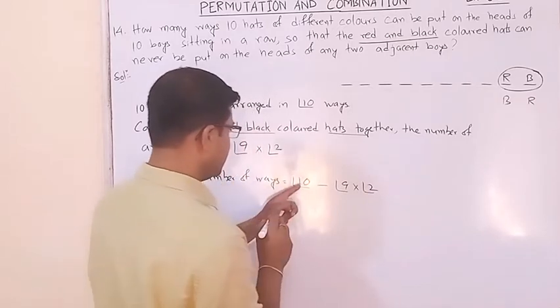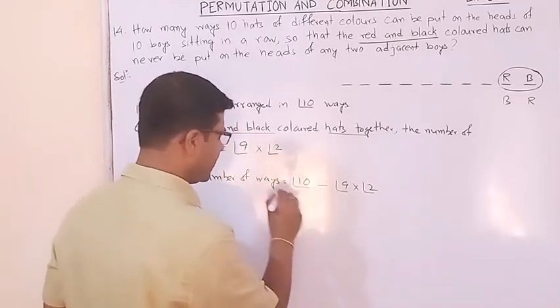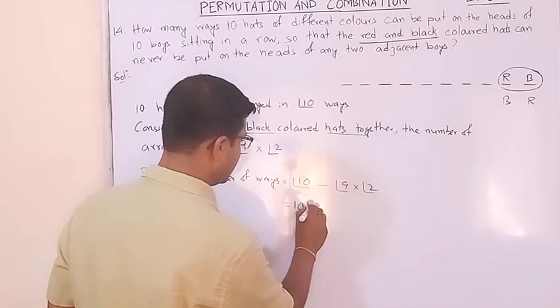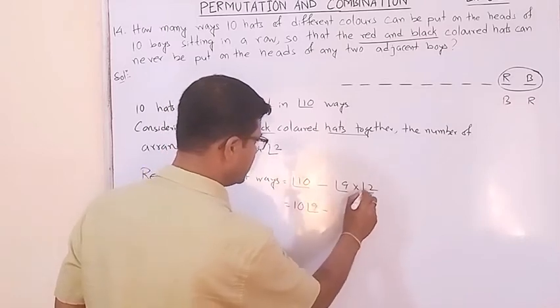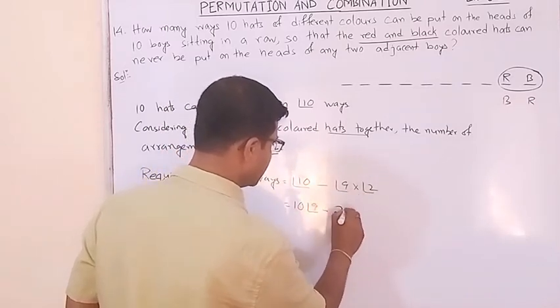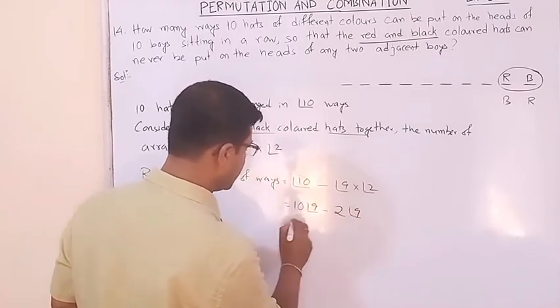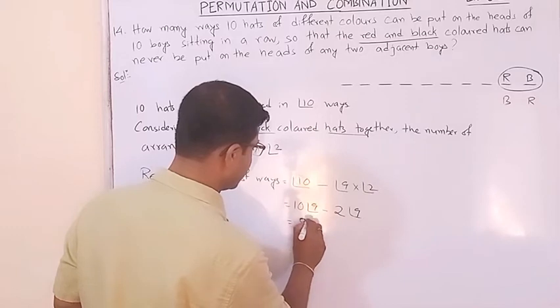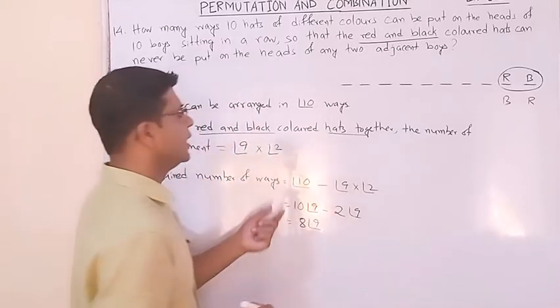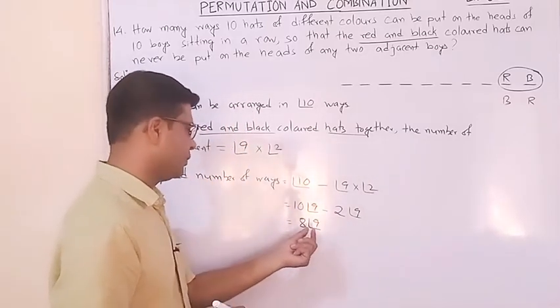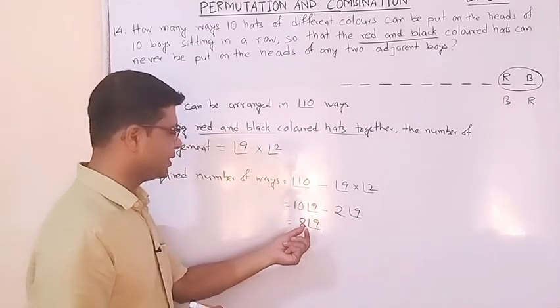Okay, now this factorial 10 can be written as 10 factorial 9, and this factorial 2 can be written as 2 into 1, that is 2, and factorial 9. So 10x minus 2x is 8x, that is 8 factorial 9. In the answer I have seen they have not multiplied, they have kept the answer like this. So let us keep the answer like this only.